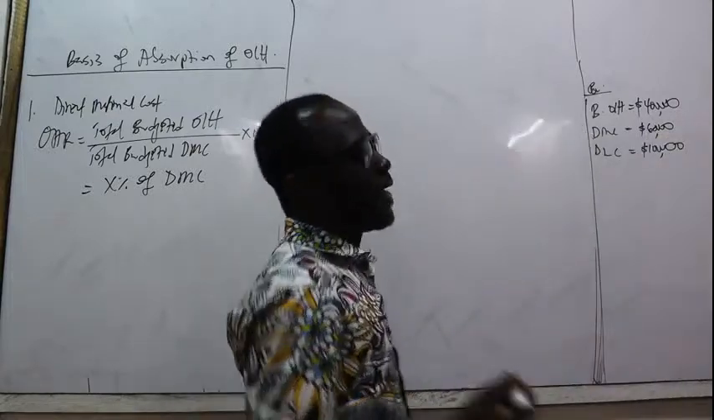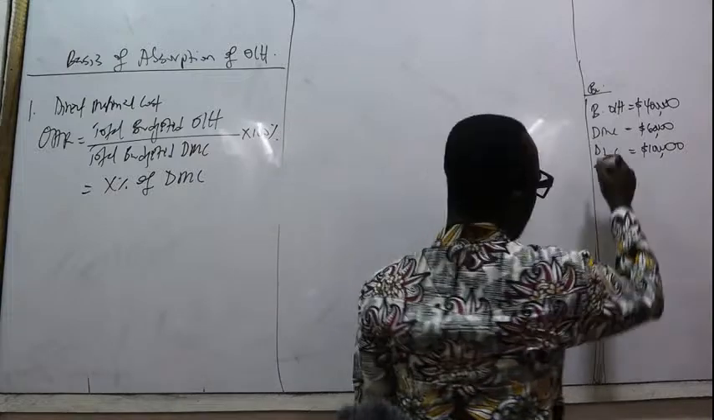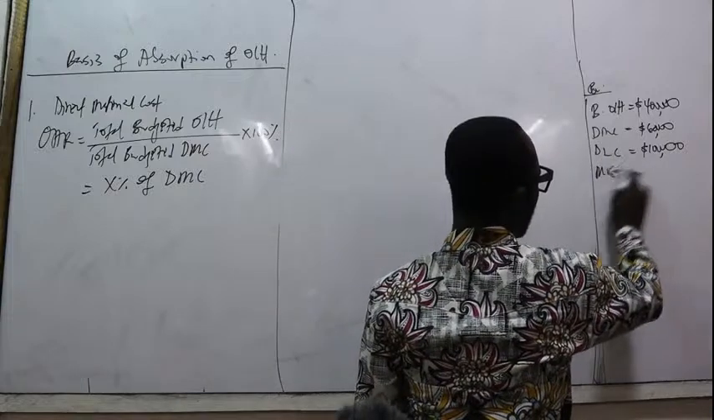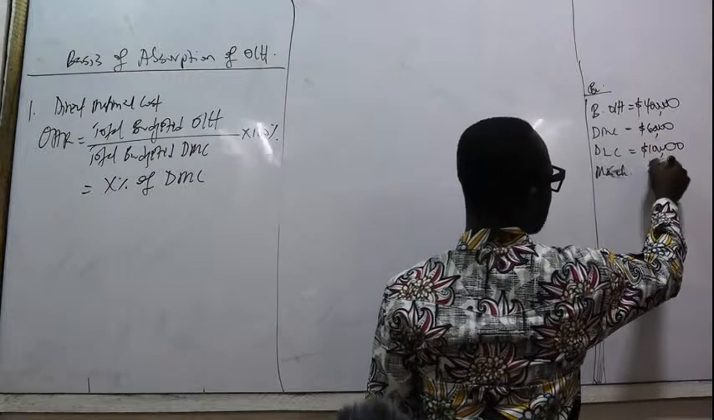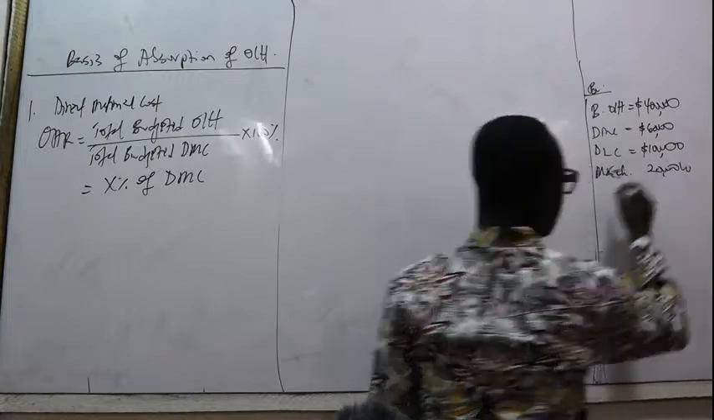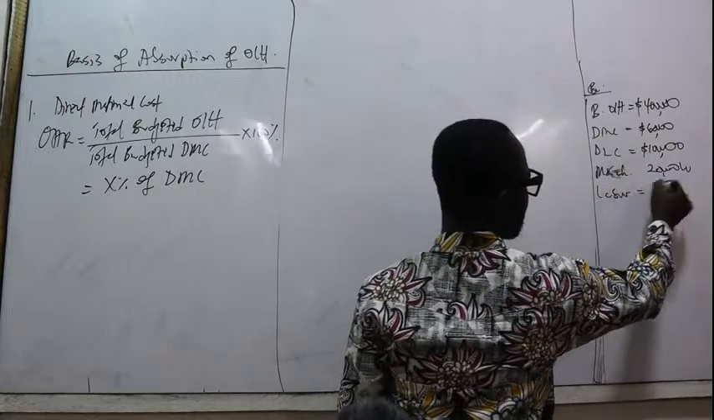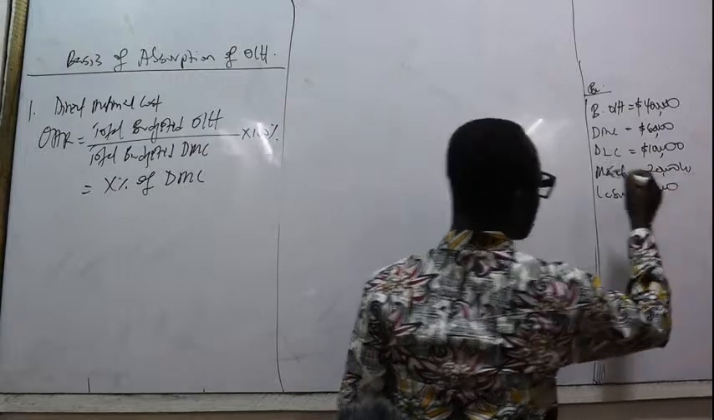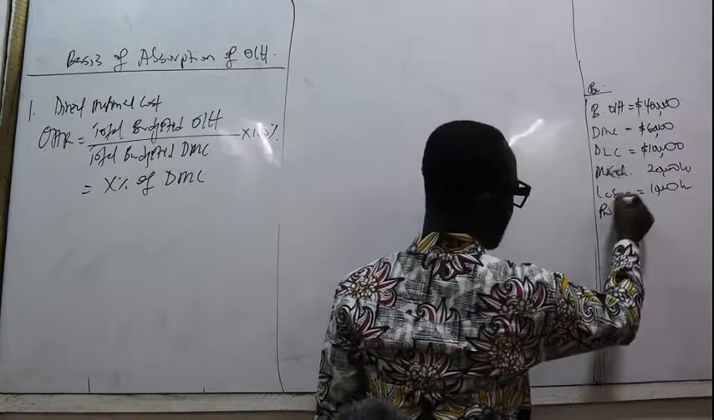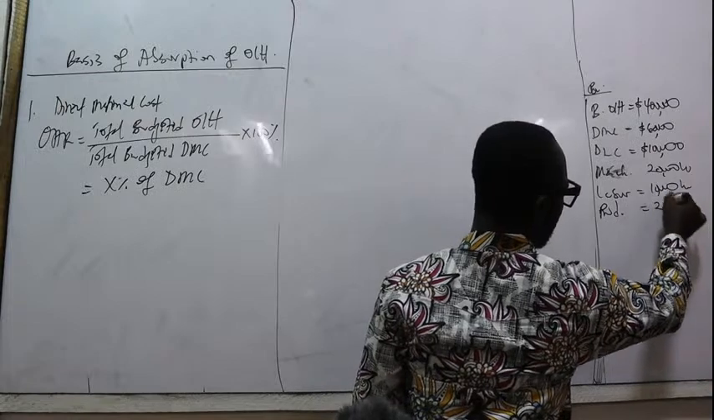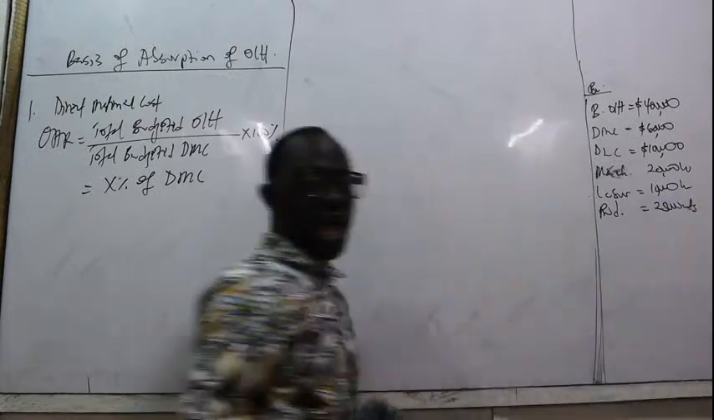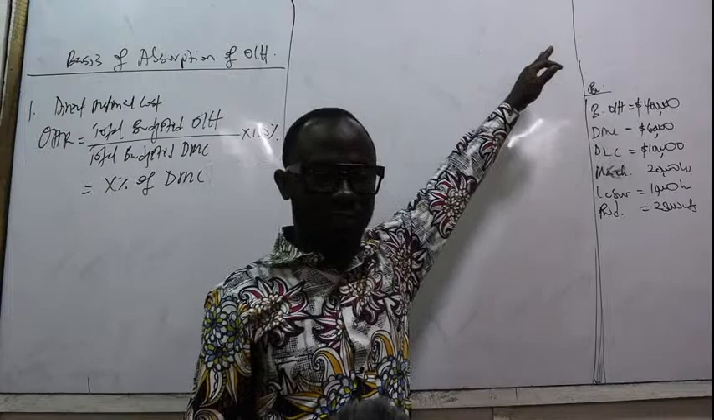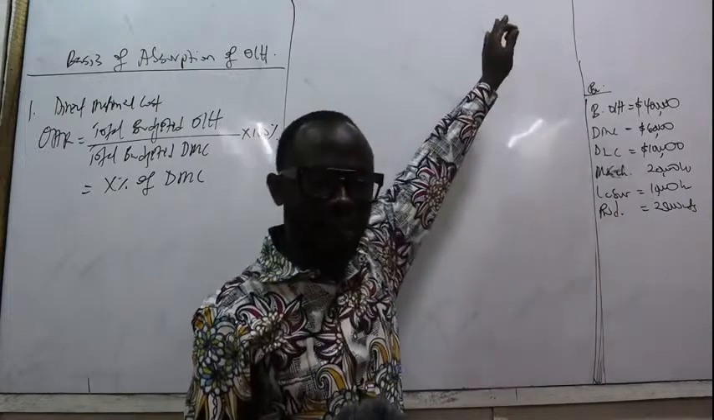Then machine hours, I'm not going to do all of them, but machine hours, let's say 20,000 hours. Labor hours, let's say 10,000 hours. Production units, let's say 25,000 units. So these are the budgeted information.